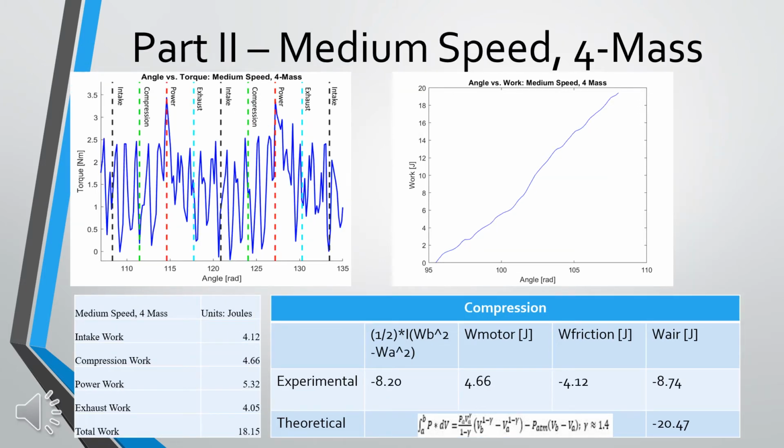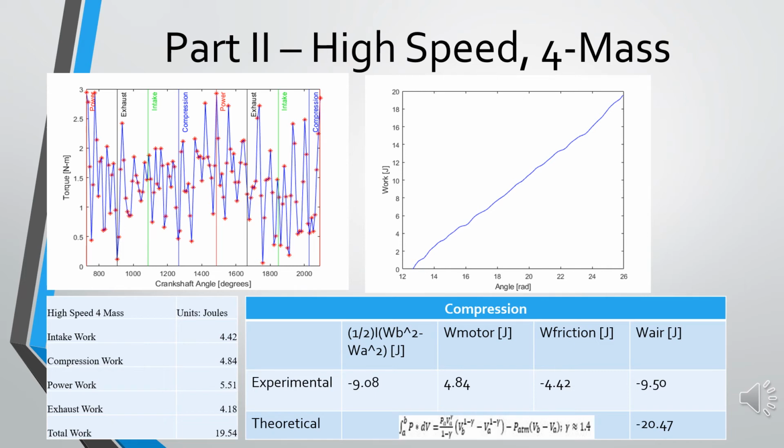For the medium speed 4-mass system, the experimental motor work values for compression and power and intake and exhaust were similarly related to each other. In the compression stroke, a similar discrepancy was reported between the theoretical and experimental work due to error.